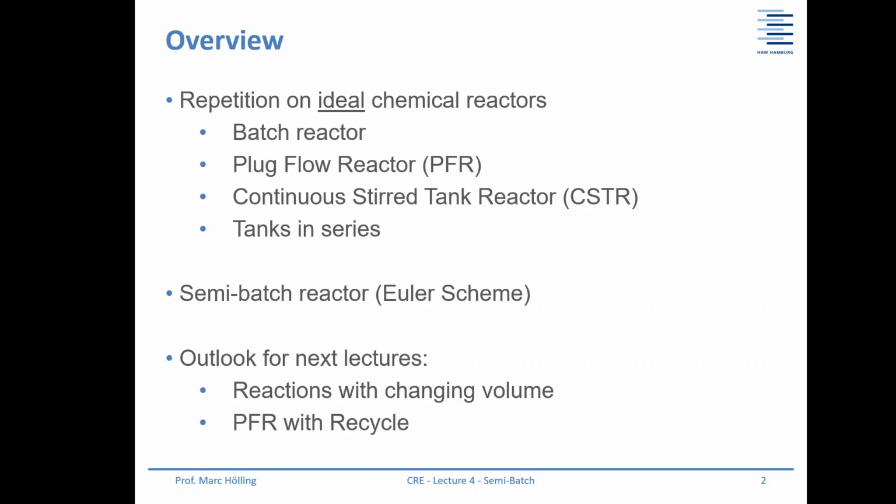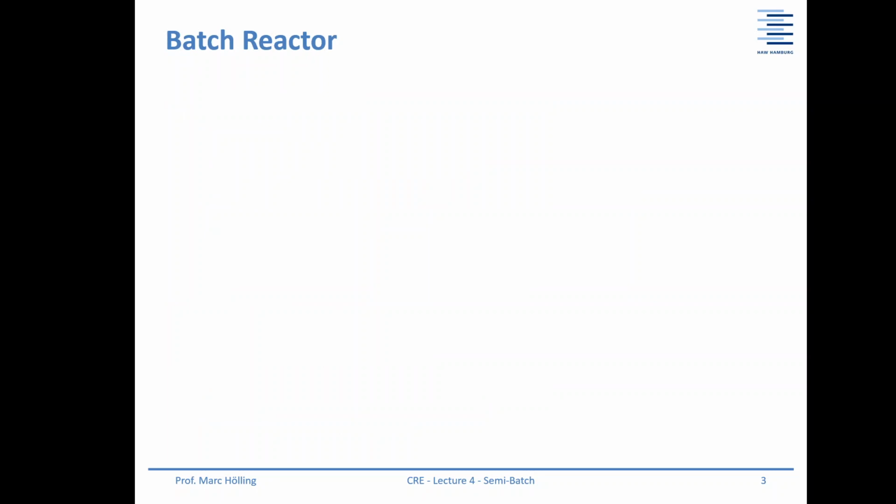And here again you need the things you already learned. We will use the Euler Scheme for the simulation of it. And then, as an outlook for the next lectures, we will also have a look at reactions with changing volume. So today the volume is changing because we are feeding one of the educts to the reactor, but you can also have a reaction where the amount of moles is doubled or something like this, and then you also have a changing volume. And the next reactor type we will have a look at is the PFR with the recycle. So another modification. Okay, then let's start with the batch reactor.